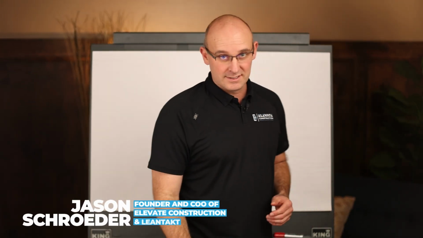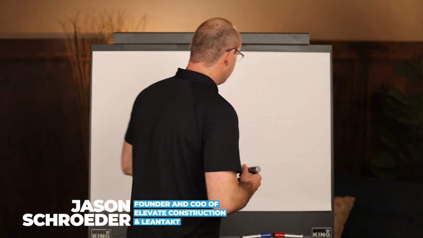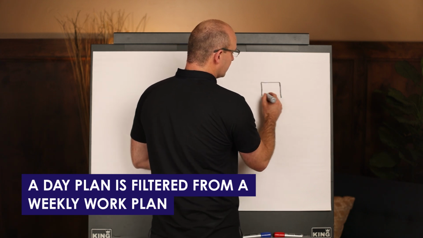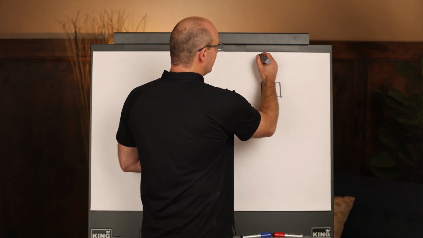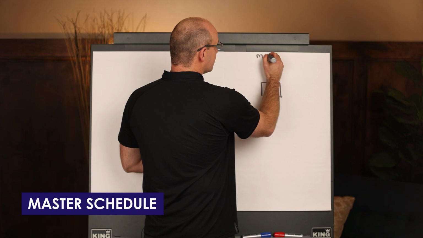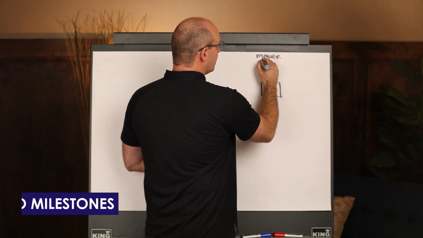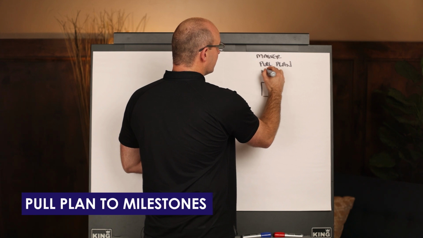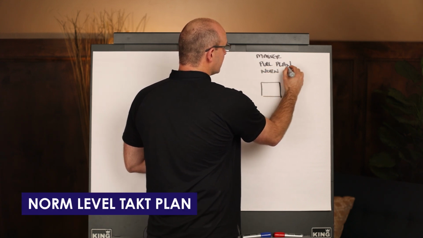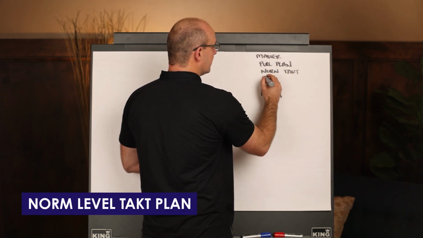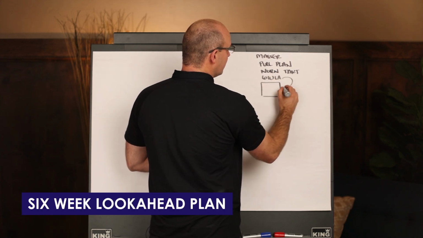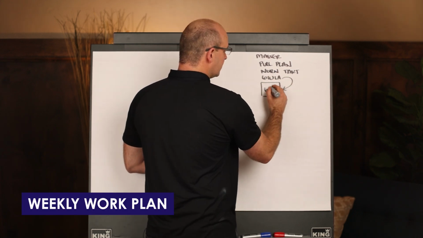Okay, so let's check this out. When we talk about a day plan, it is filtered from a weekly work plan. So if you remember from other videos, you have your master schedule, and then you do a pull plan to milestones, and then from that pull plan you have what's called your norm level tact plan. From your norm level tact plan you have what's called your 6-week look ahead plan, and then from that you're able to get your weekly work plan.